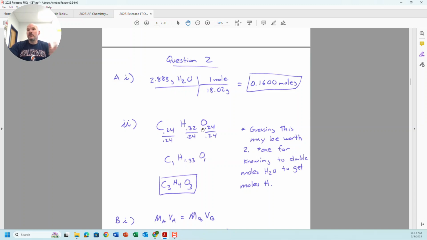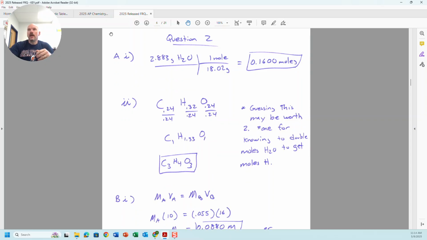So remember, once we have our subscripts, we divide by the lowest one, and then we make whole. So when we divide by the lowest one, carbon and oxygen are 1, but hydrogen's 1 1/3, 1.333 repeating. So if we triple everything, we'll get rid of that decimal, so we get C3H4O3, okay, as the empirical formula.